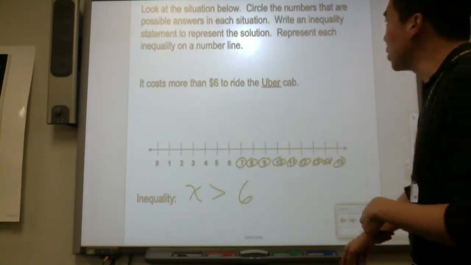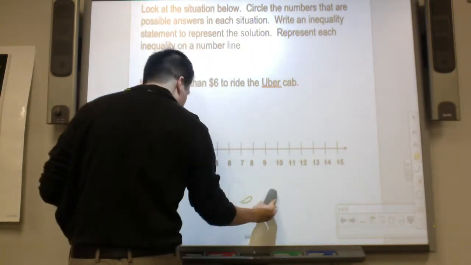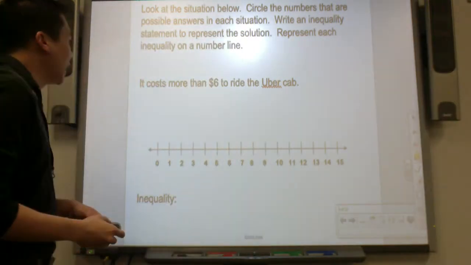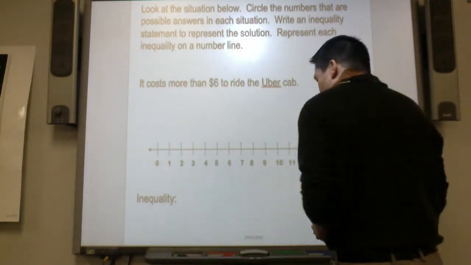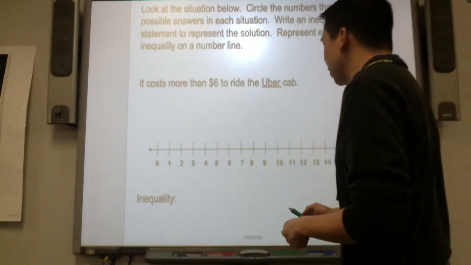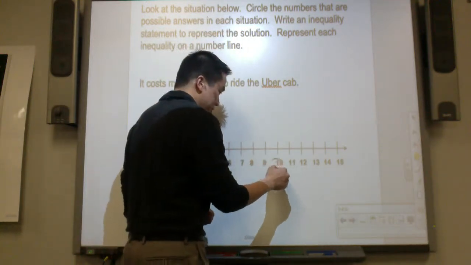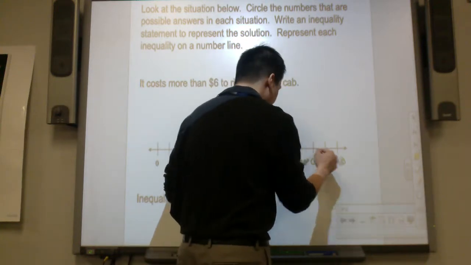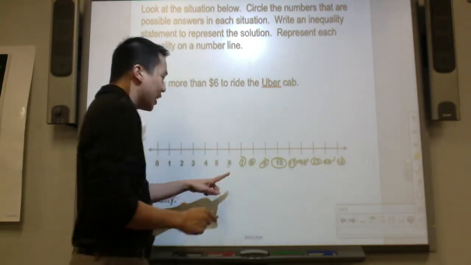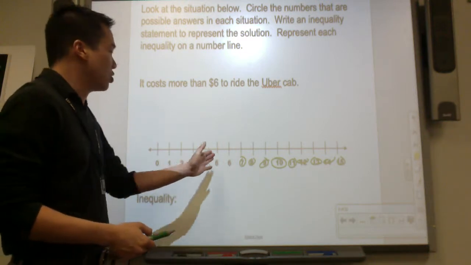So look at the situation below. Circle the possible numbers that it could be. It costs more than $6 to ride the Uber. Uber is like a car transportation service with private citizens. So it costs more than $6. Well, 10 is more than $6. 11, 12, 13, 14, 15. What about 9, 8, 7? Can I circle $6? Is $6 more than $6? No, it's equal to. So all of these.